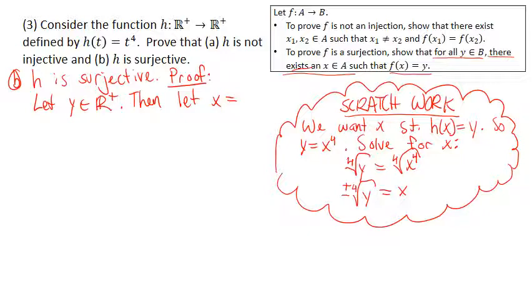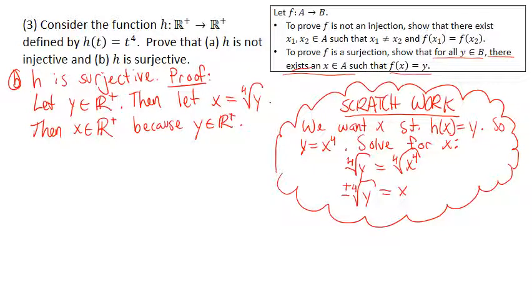Okay, so that's our scratch work. So I'm putting it in its little cloud bubble to make it clear this is not part of the proof, it's just scratch work. And so we're going to let x equal the 4th root of y. Okay, now we need to argue that this formula for x will actually be in the domain. So then x is going to be in the domain, which is the positive real numbers, because y is in the positive real numbers, basically. That's all you really need to say.